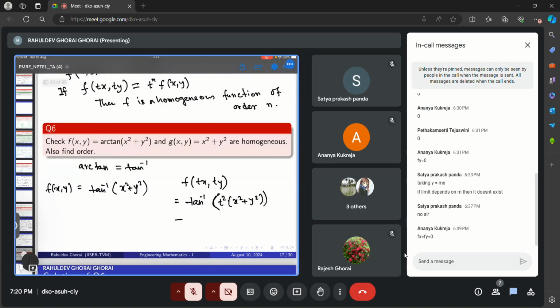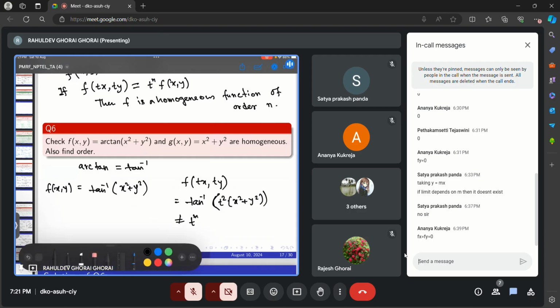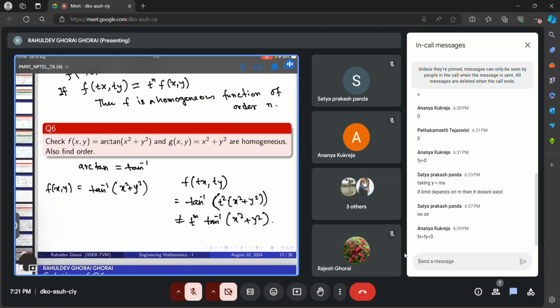But you will see you cannot write this as some t to the power n, some t to the power m times tan inverse. You cannot do this. This is a tan inverse function, so t squared will not always come out. This is not a linear type of function, or something like a norm type of function, where it would take t squared out.